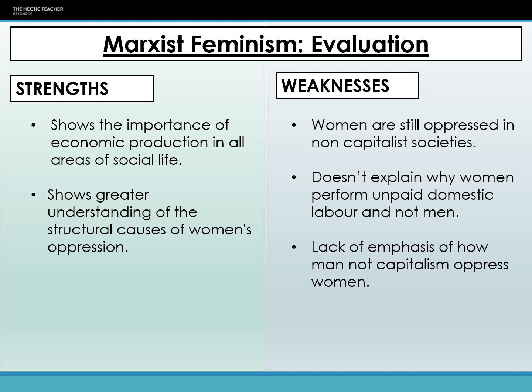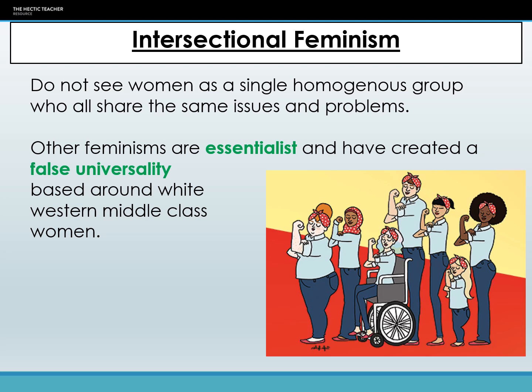Our last form of feminism we're going to look at is intersectional feminism, and this is a system of feminism that doesn't see women as a single homogenous group who share the same issues and the same problems. They argue that other forms of feminism have created a false universality about women's experiences within society, and it's based around white Western middle class women, suggesting that their experiences of patriarchy are what all women experience in patriarchy, and that's not the case.